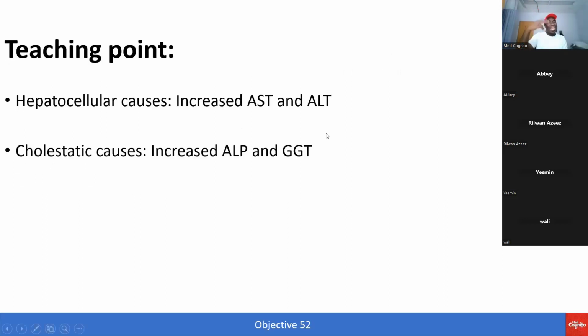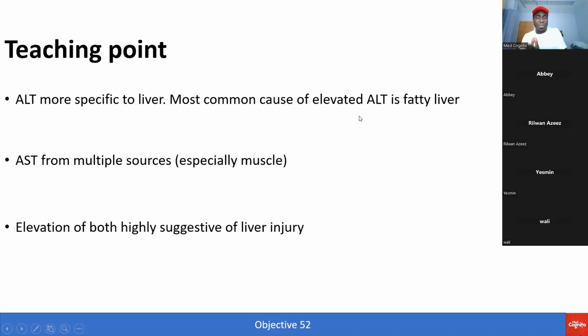Another thing which should point you to hepatocellular disease: most of the time, if the condition is related to the liver itself, there will be increased AST and increased ALT. If it has to do with the gallbladder, cholestatic causes, then you're looking at ALP and GGT. ALT is more specific to the liver. And common things are common. Don't miss this: the most common cause of elevated ALT is fatty liver.